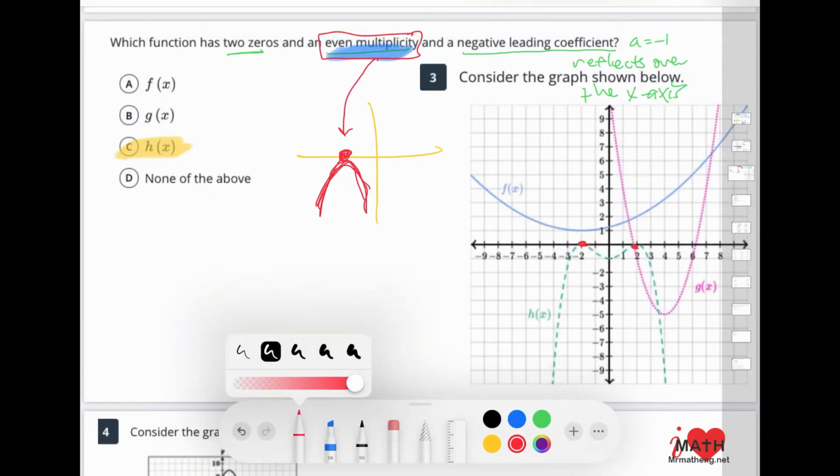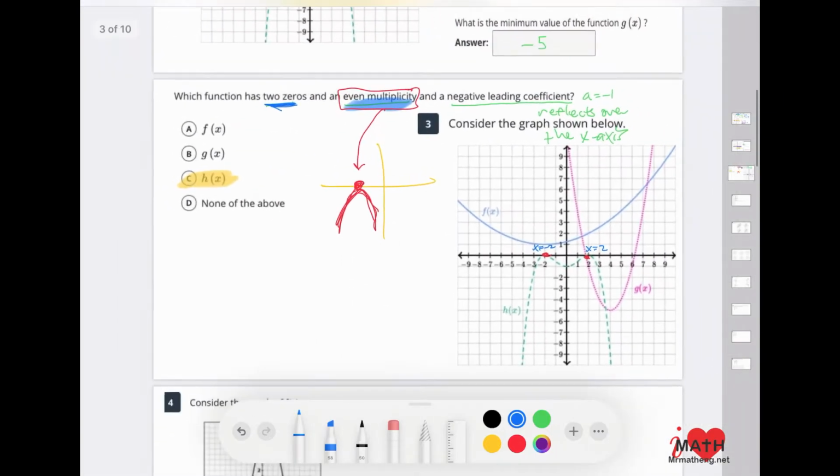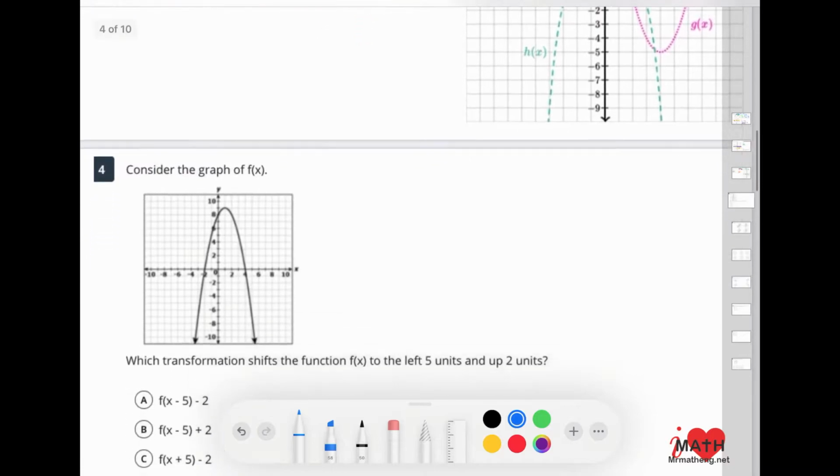Okay, and then the last clue is there are 2 zeros, okay? And the zeros are x equals -2 and x equals +2. So that kind of confirms why h of x is our answer. Let's move on to question number 4.